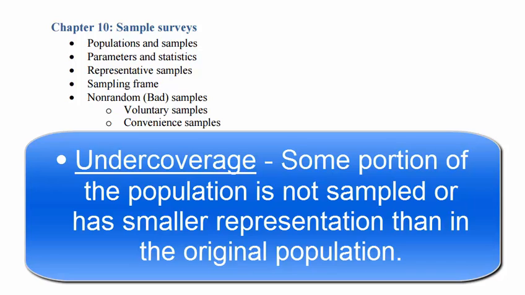Sample frame is everything you have the ability to sample. So if you don't have the ability to sample them, they can't make it into your sample, and thus your sample could never be representative. So in that instance, we have some undercoverage bias.